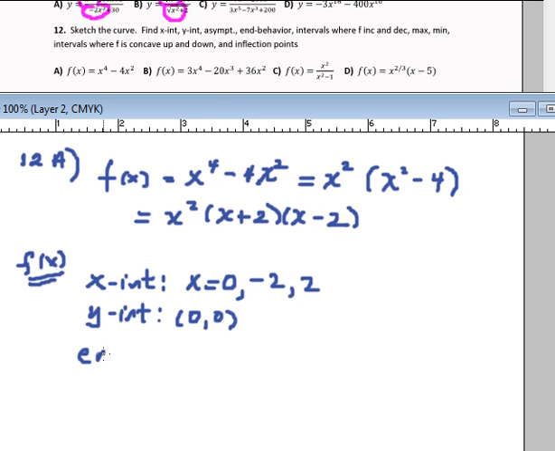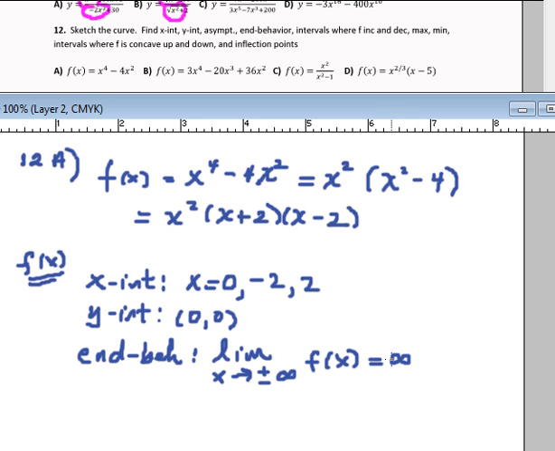Okay, let's talk about end behavior. Well, the leading term here is x to the 4th. And as x goes to infinity, x to the 4th goes to infinity. And as x goes to minus infinity, x to the 4th also goes to positive infinity. So the limit as x goes to plus and minus infinity is equal to infinity.